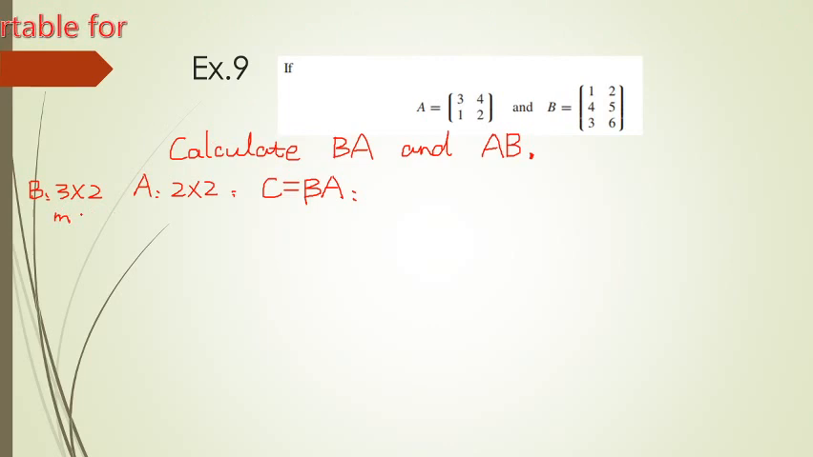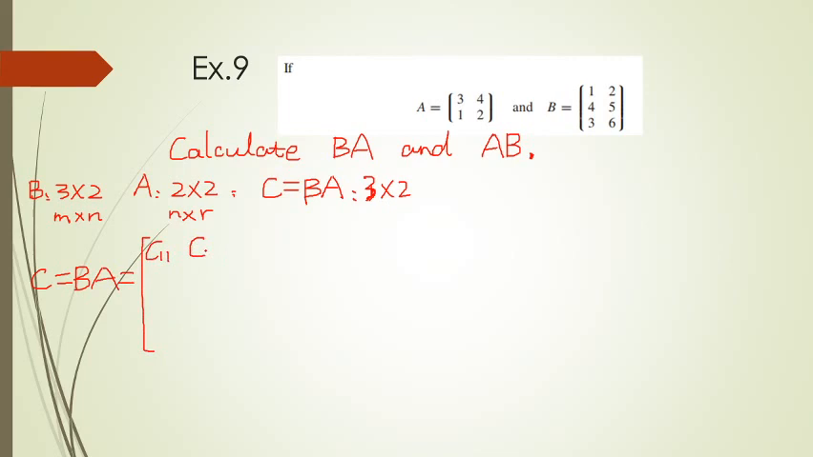This is M by N. This is N by R. N equals 2. So that will be M by R. What is M by R? 3 by 2, right? 3 by 2. Make sense? So actually C equals B times A. That will be 3 rows and 2 columns. Be careful of the subscripts, okay? C11, C12, C21, C22, C31, C32. The first column is C11, C21, C31.